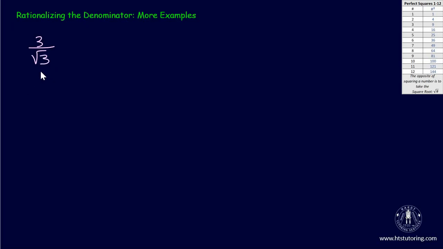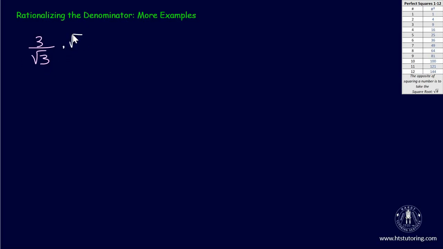Now, whenever I put up a new problem, please feel free to pause the video, try it on your own, and then come back into the video and we'll walk through it and make sure that you got the correct answer. So please feel free to pause the video at any point and try these on your own. All right, so I do indeed have a radical down in the bottom, so I'm going to need to rationalize my denominator. This is not completely simplified.